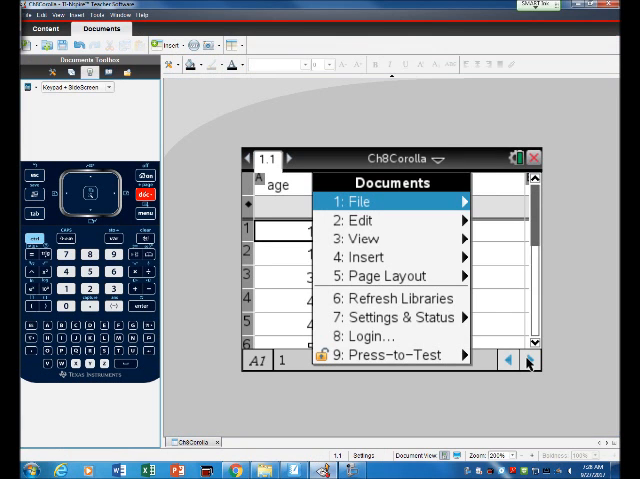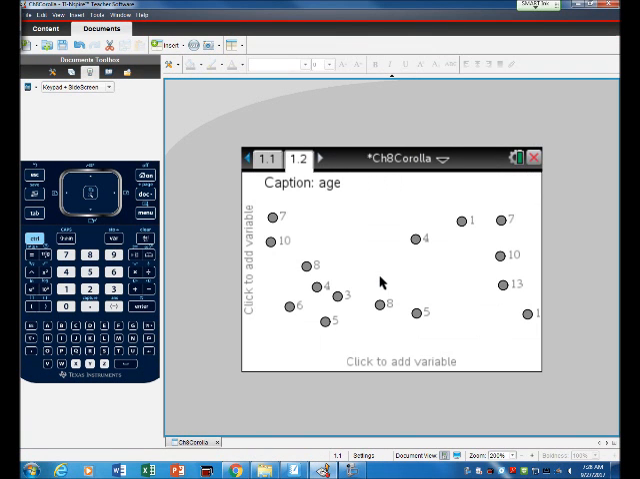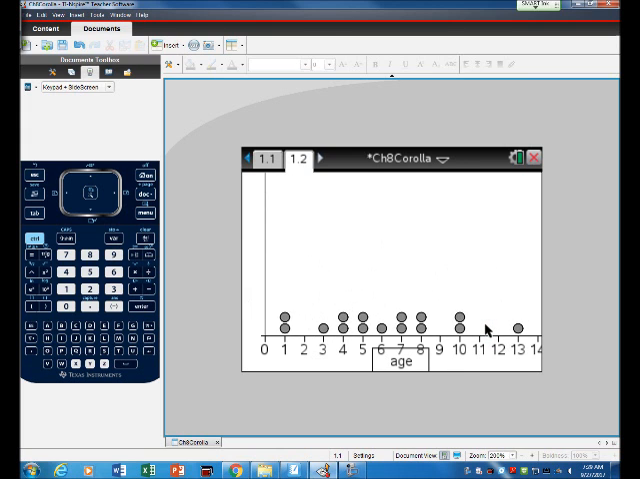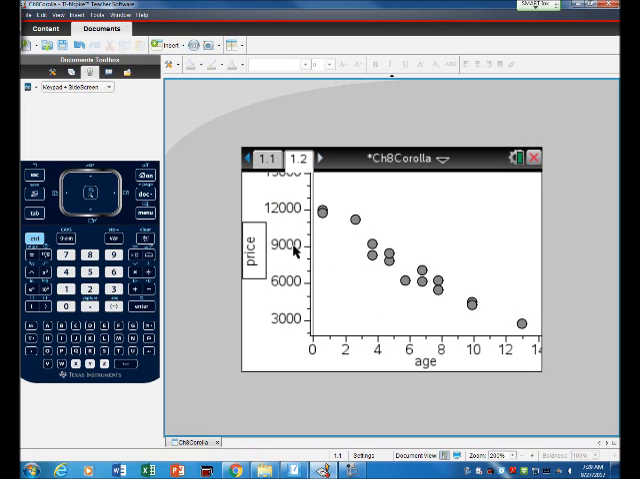So doc, insert, data and statistics, and here's where you want to ask yourself the question, which one is explaining the other? So which variable do you think is explaining the other variable? So which one is your explanatory? So for this, we have the age, or how old a car is, and the price of the car. And so I'm going to say that the age of a car explains the price. So I'm going to make age the explanatory variable, the x-axis, and the price I'm going to make the y-axis. All right, and so you can see it looks like we have a relationship here.